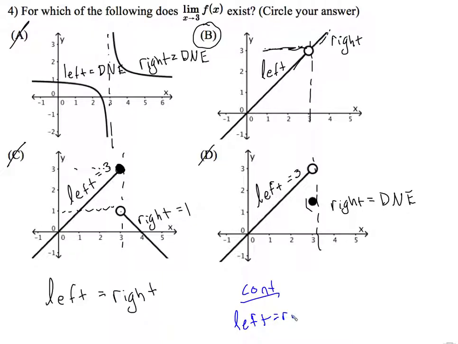Left equals right equals point. But the double-sided limit, so limit as x approaches some c without plus or minus, that means it's double-sided. All I need for that is left equals right. Gotcha. And that's what it's really asking for. It's not asking for continuous. None of these are continuous.